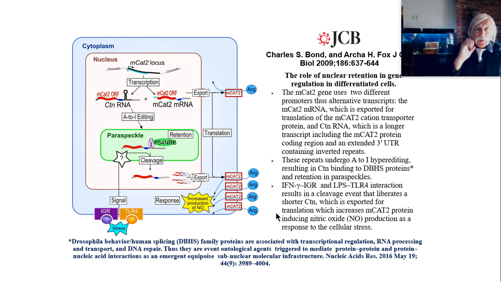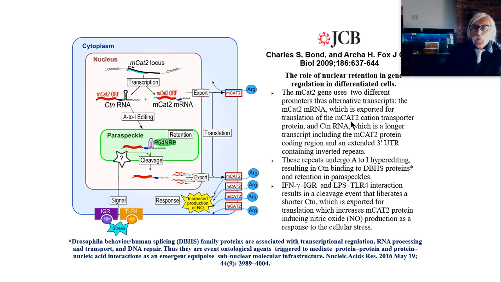So just to give you an idea how these things function, this comes from a JCB paper from 2009. It says the role of nuclear retention in gene regulation in differentiated cells. Look here, there's a gene called the MCAT2 gene. It uses two different promoters. So you're going to get two different splice variants, or two different transcripts. You have the MCAT2 messenger RNA, which is exported for translation to the MCAT cation transport protein. Boom, it's exported immediately, and there it is outside of the nucleus. It's ready to be utilized.